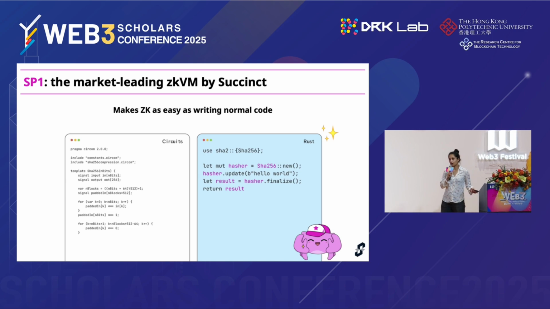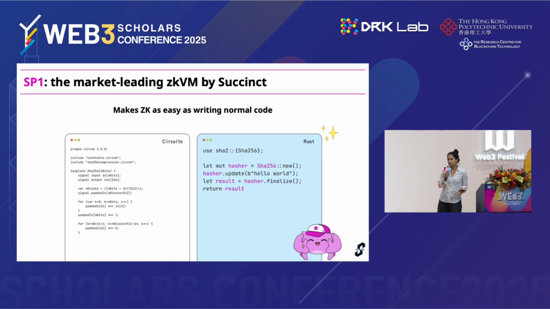So we probably know what ZK is. But so far, ZK has been full of promises, but it's been really, really hard to use. And that's where what we're building at Succinct comes into play. So what we're building at Succinct is a ZK VM, short for a ZK virtual machine, that makes using ZK as easy as writing normal code.